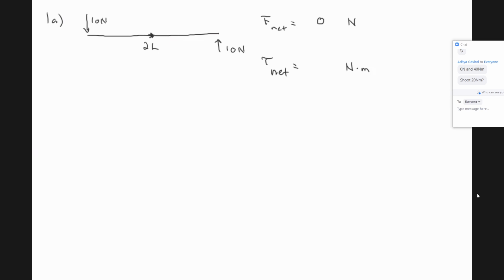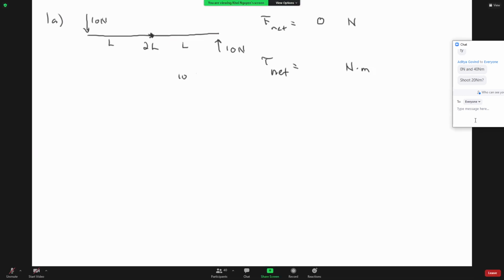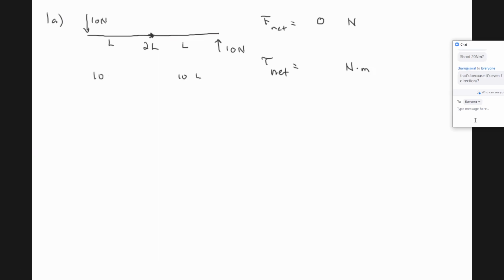So then this length is L and this length is L, right? And how do we determine torque? Perpendicular force times lever arm, perpendicular force times lever arm. Yes, it's because it's 10 in both directions. If it was uneven, one would be rotating and then you would have rotational motion as well. But right now I'm just trying to get you guys thinking about torque type problems that are fairly balanced, right?